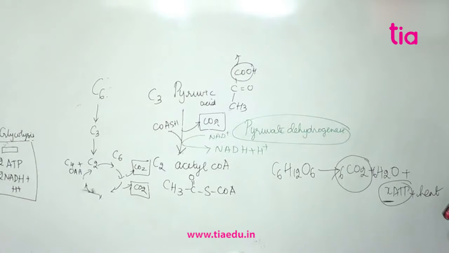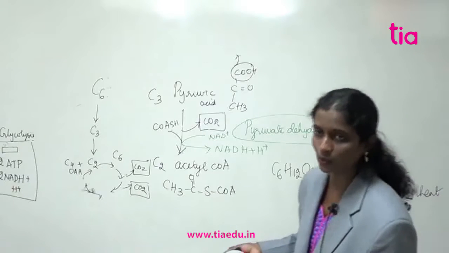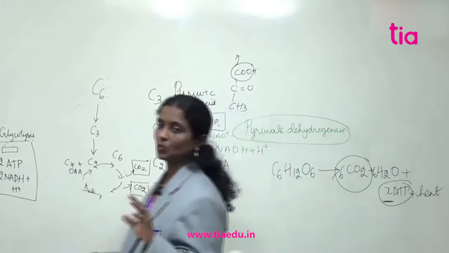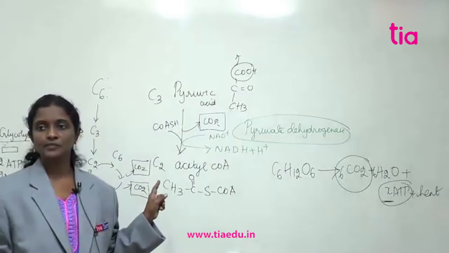Shall we proceed? So from C6 we have burned to C3, from C3 we have now burned to C2, and this C2 we are going to liberate in the form of CO2 and another CO2. So CO2 and CO2 again. Shall we proceed to Krebs cycle with this?